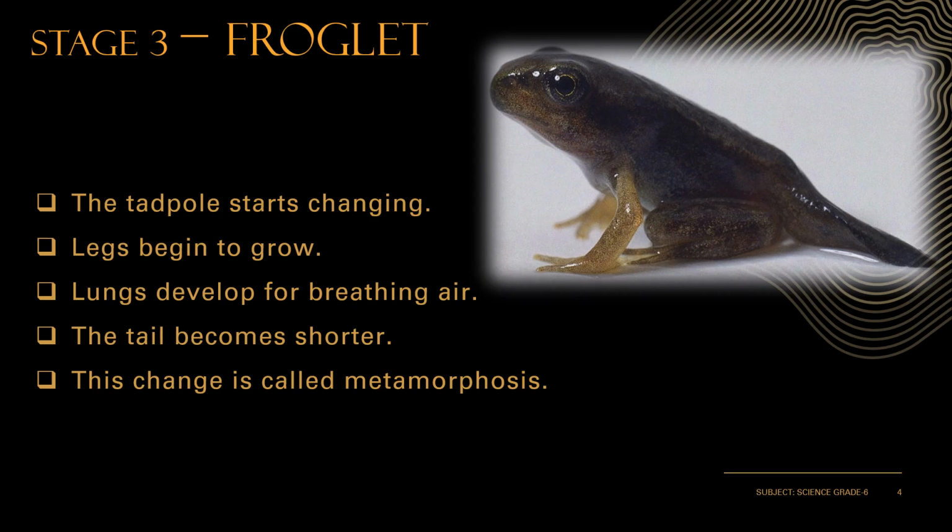The third stage of the life cycle of a frog is the froglet. The tadpole starts changing in stage 3. Its legs begin to grow and lungs develop for breathing air, to live inside the water and outside on the land. The tail becomes completely shorter. This change is also known as metamorphosis.